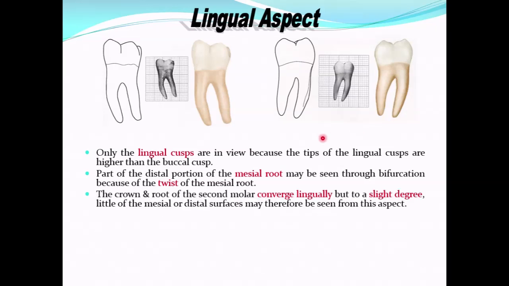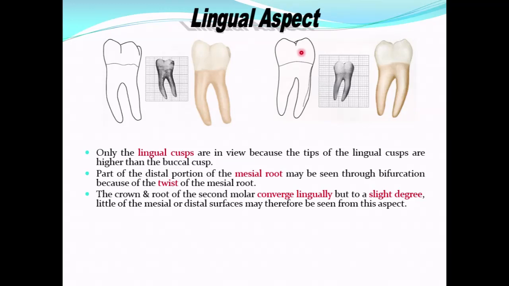The crown and the root of the second molar converge lingually. Exactly as we explained with the first molar, that lingual is narrower than buccal. Why? Because the tooth is converged lingually. Here the convergence is found, but to a slight degree. Here the convergence is more. We explained that when converged lingually, part of the medial and part of the distal aspect could be seen from the lingual aspect. Why? Because the tooth converged lingually. Here it's the same, converged lingually but to a lesser degree.